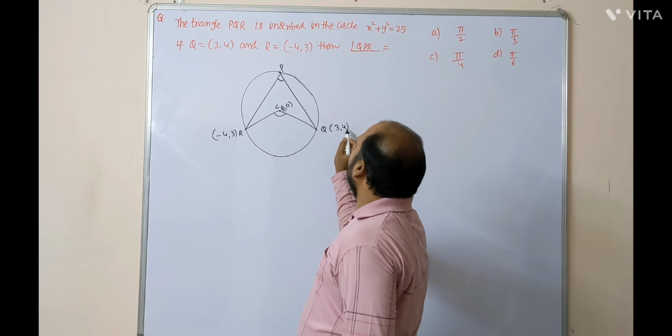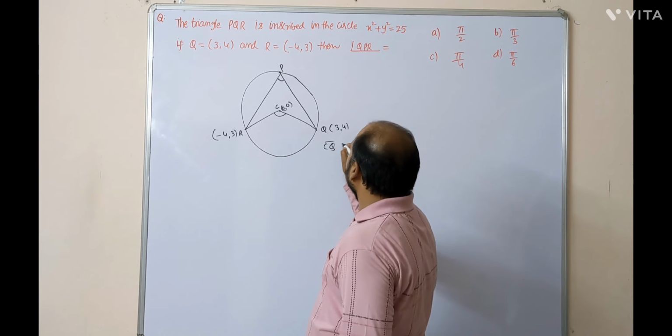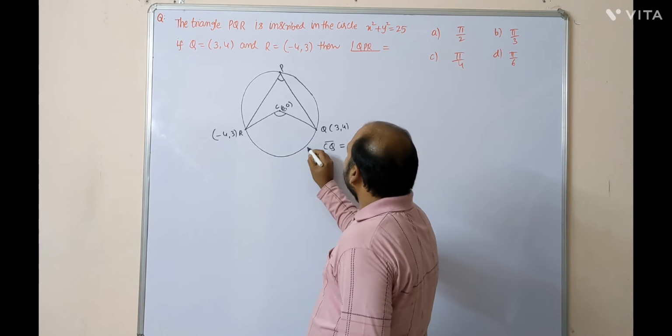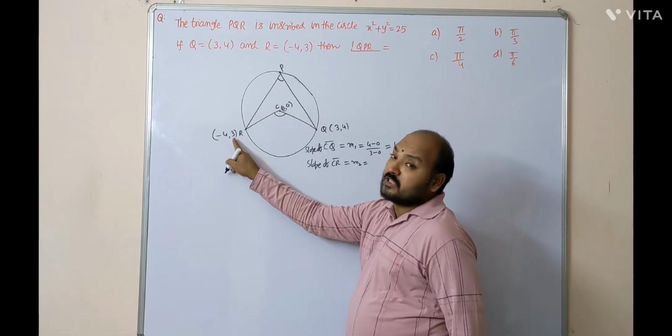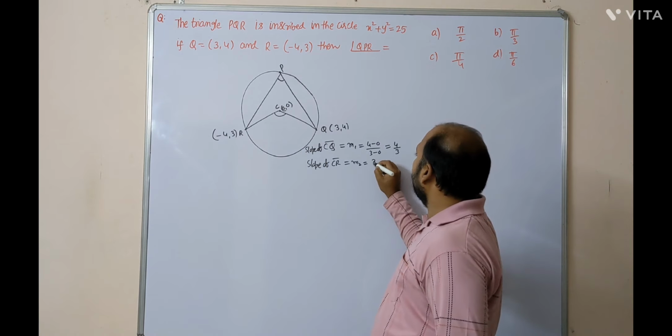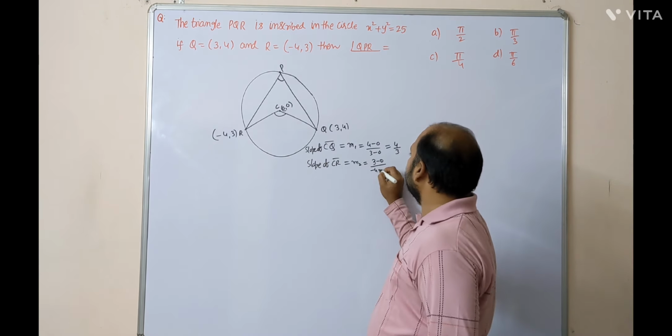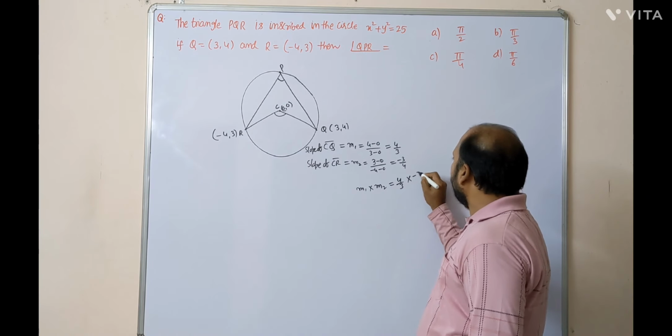So y2 minus y1, slope CQ. Slope of CQ, M1 equal to 4 minus 0 by 3 minus 0, 4 by 3. Slope of CR, M2, y2 minus y1, so 3 minus 0 by minus 4 minus 0, so minus 3 by 4. The product of these two, M1 into M2, equal to minus 1 only, no? So 4 by 3 into minus 3 by 4.